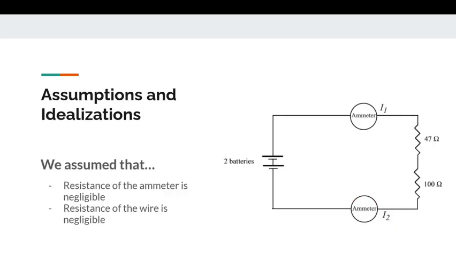The assumptions we made in this lab were that the resistance of the ammeter is negligible and that the resistance of the wire is also negligible.